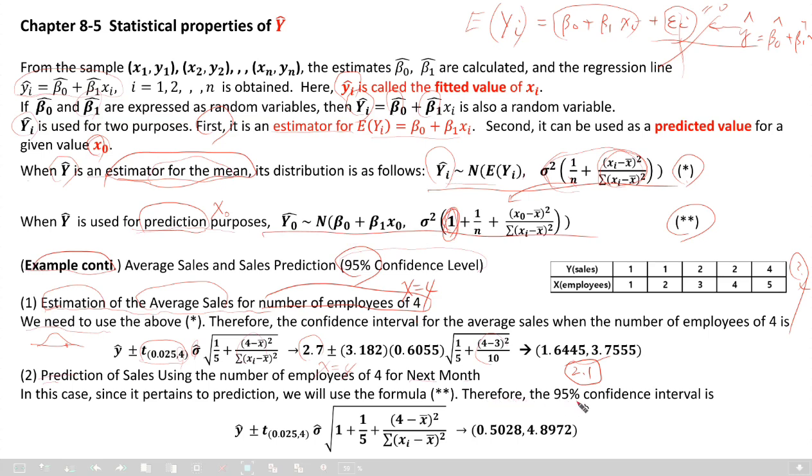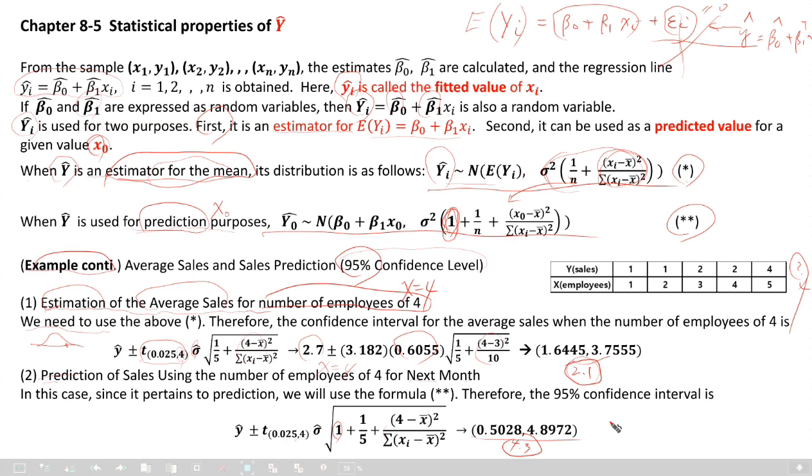Therefore, the 95% confidence interval will be y hat plus minus t 0.025 with degrees of freedom 4 times sigma hat times square root of 1 plus 1 over 5 plus this term. So the width of the confidence interval is 4.3, almost double the previous one. So we use this for prediction.